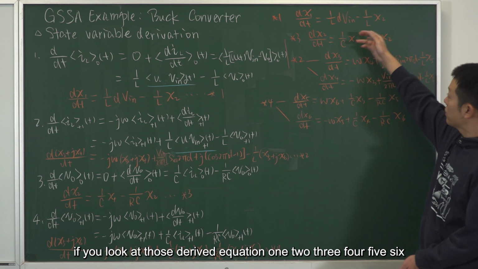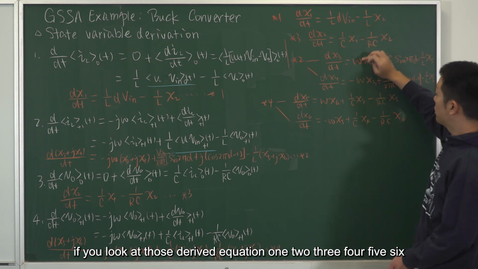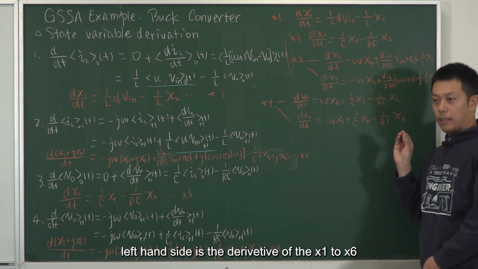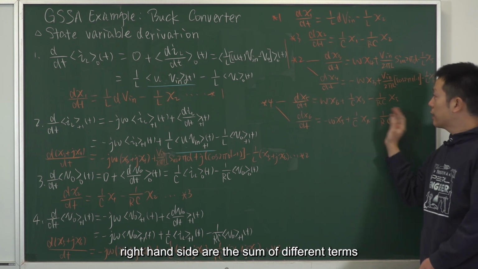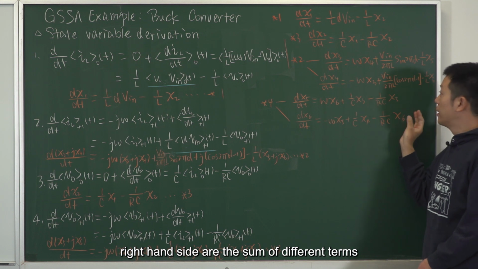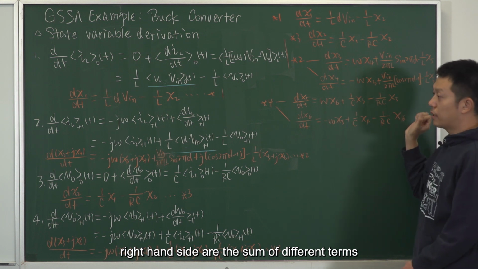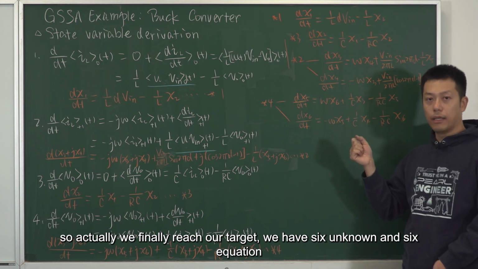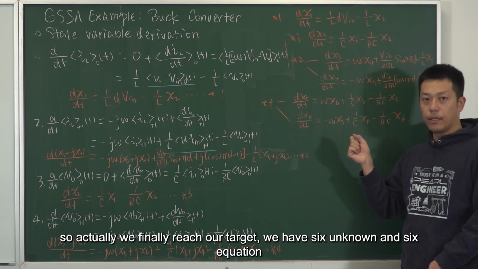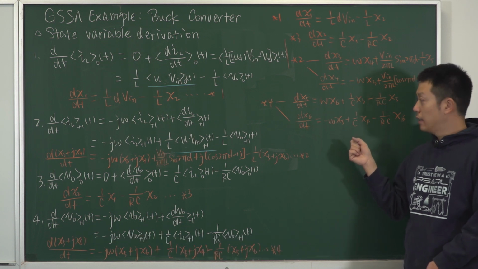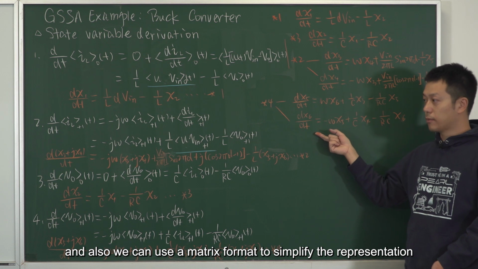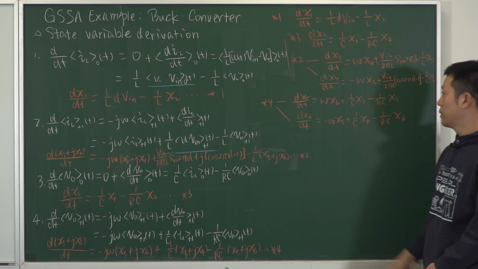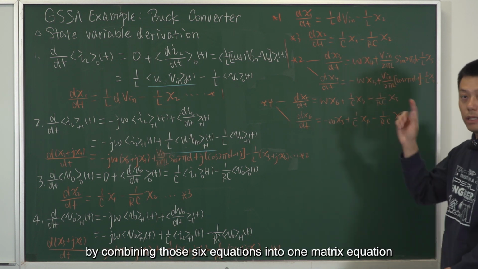If you look at those derived equations 1, 2, 3, 4, 5, 6, the left-hand side is the derivative of x1 to x6, right? Right-hand sides are the sum of different terms. So actually, we finally reach our target. We have 6 unknowns and 6 equations, which means that we can solve it, right? And also, we can use a matrix format to simplify the representation by combining those 6 equations into one matrix equation.